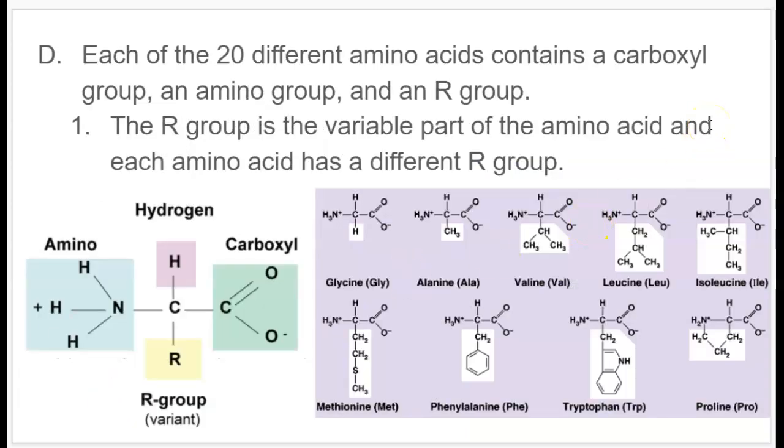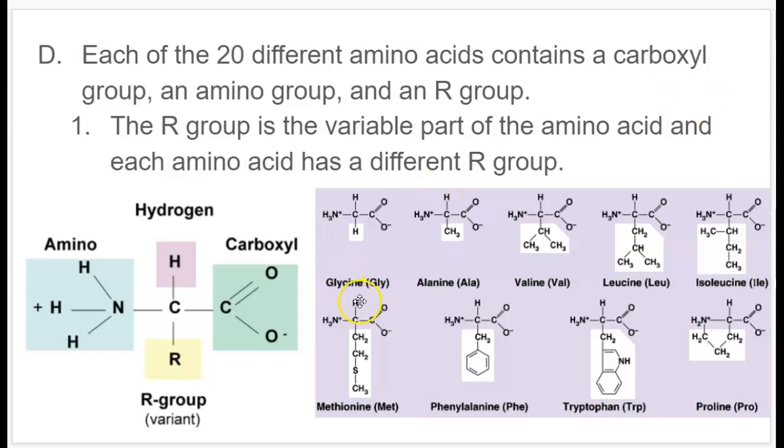Now, we need to remember that there are 20 different amino acids. Do you have to know the 20 amino acids? No. So there's 20 different amino acids, and there are thousands of different proteins, and it's how the 20 amino acids are linked together. Just like when we talk about nucleic acids, there's only four bases, but there's millions of different possibilities because of how things are paired together.